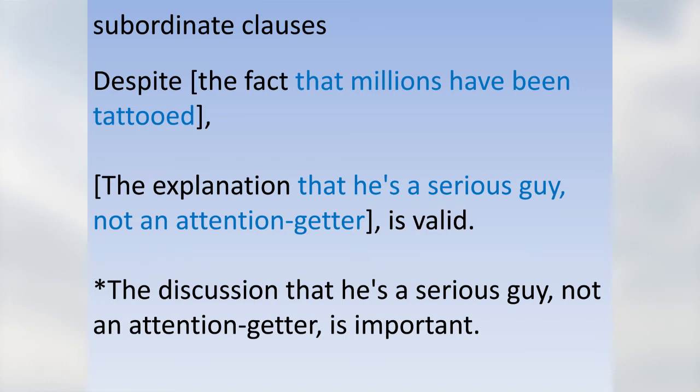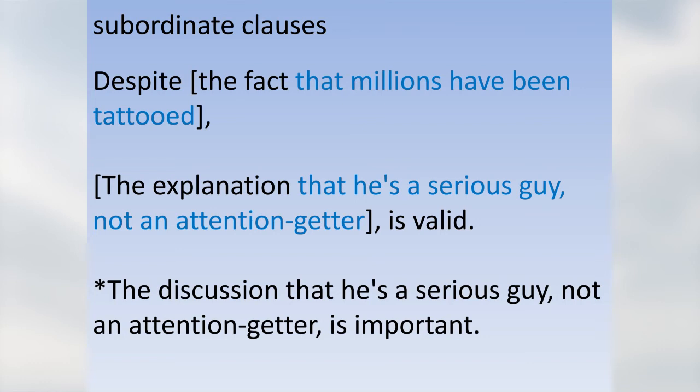Why am I arguing that? Because some nouns license them and some don't. Look at this one. The explanation that he's a serious guy, not an attention getter, is valid. So what explanation is it? Somebody explained that he's a serious guy, not an attention getter. Right? So it's the explanation that blah, blah, blah. The noun phrase complements explanation. The noun phrase is licensed by explanation.